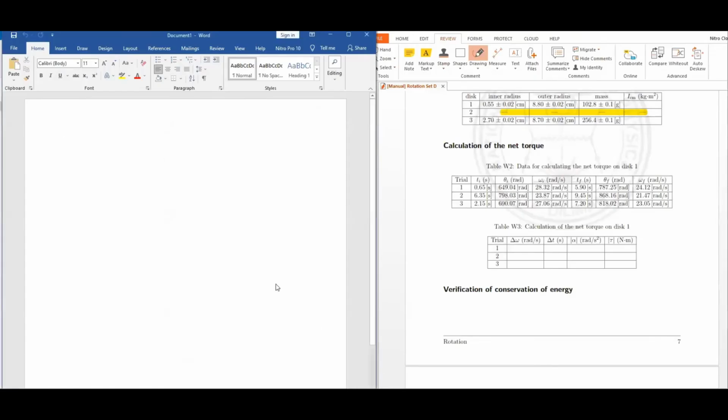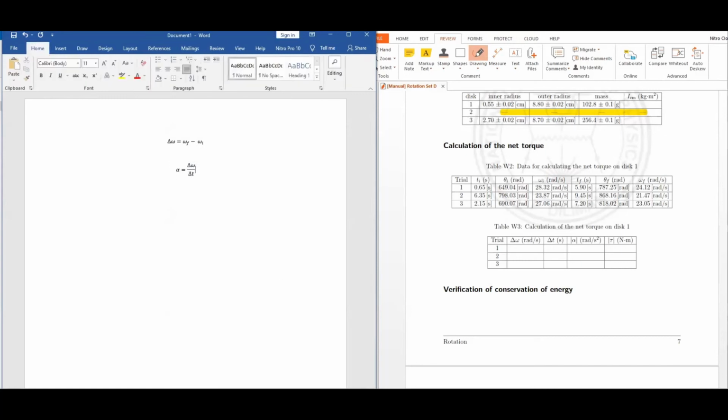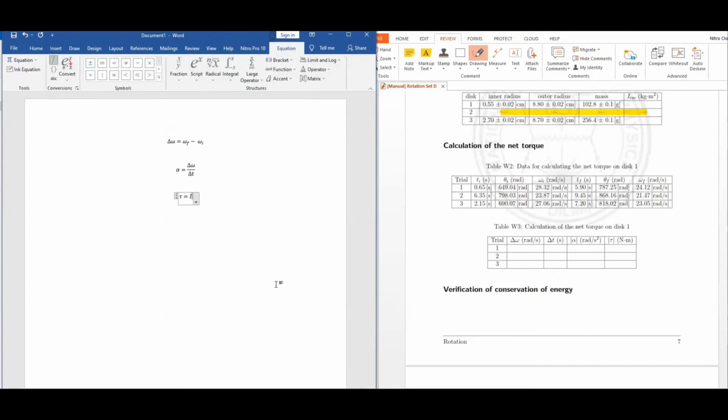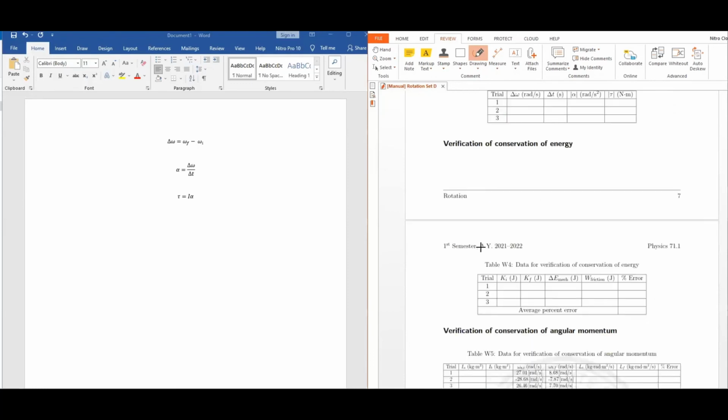Okay, so syempre delta omega is equal to omega f minus omega i. So you have your delta t, then you have your alpha if you recall. So sa lecture slides ninyo, alpha is delta omega over delta t. Your tau is equal to I alpha. So yan, yung mga formulas na relevant that are either here on the manual or at your lecture slides.